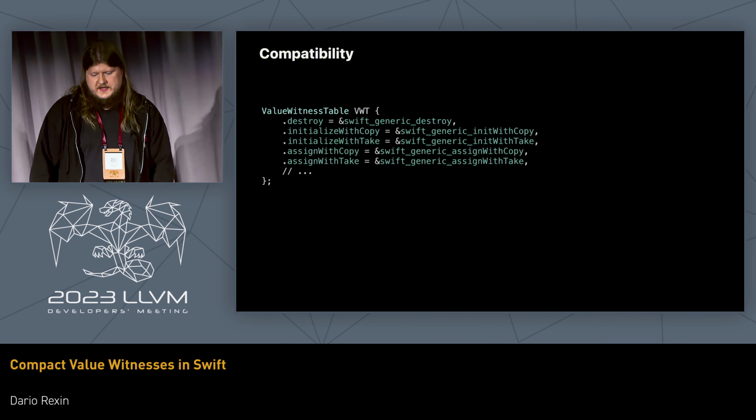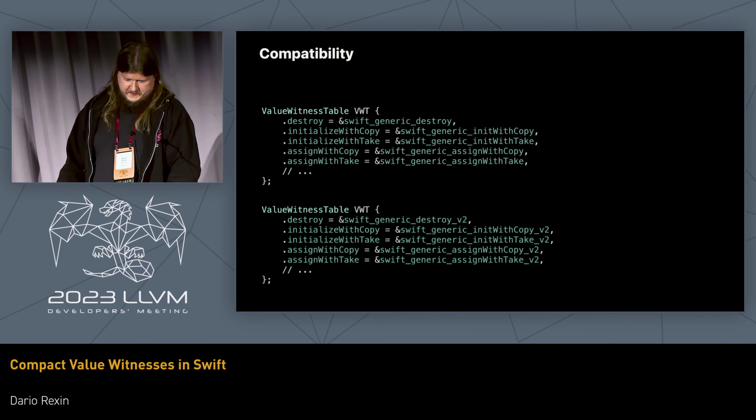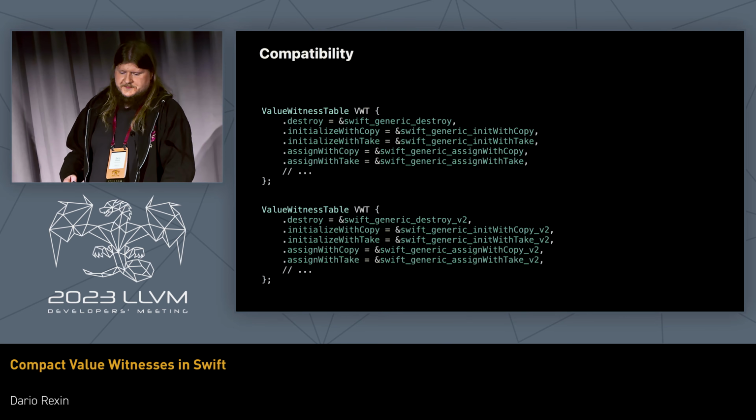For statically generated type layout strings, the solution is to keep the existing runtime functions and add new ones for any incompatible changes. So the witness table generated for an older compiler may look like this, one generated by a newer compiler like this. But they can coexist in the same application.